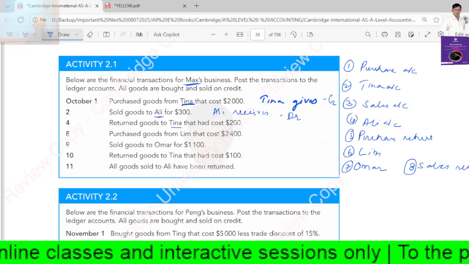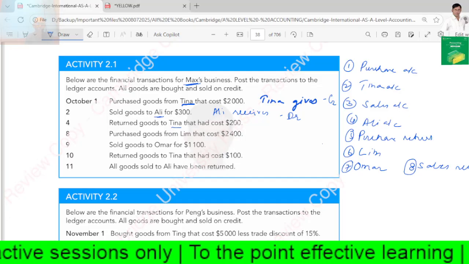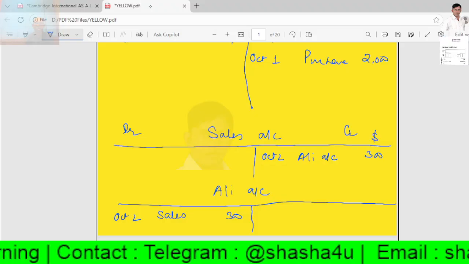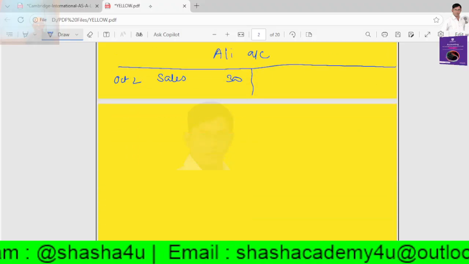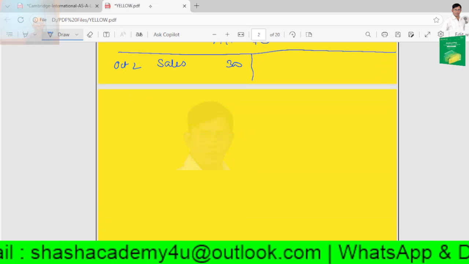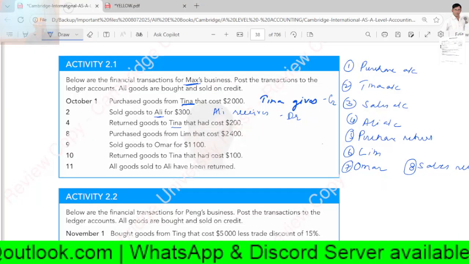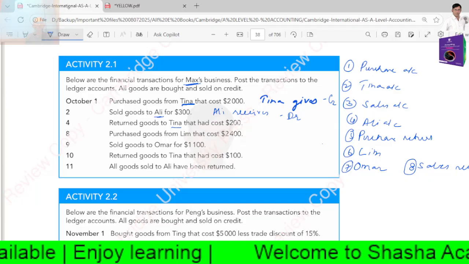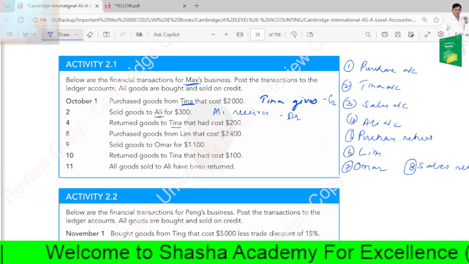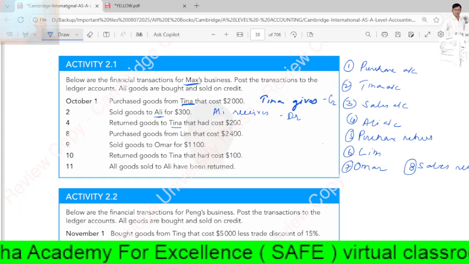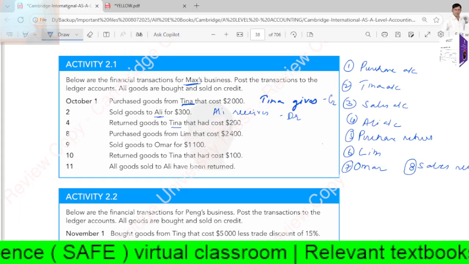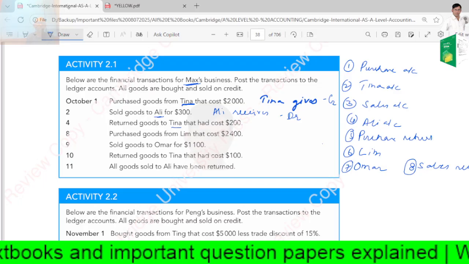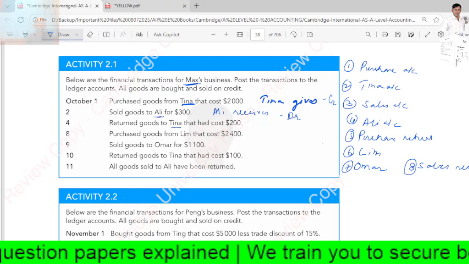So next, sales account is done, Ali's account is done. Now come to the next one. What is the next entry? Return goods to Tina that had cost 200. So now you have returned goods to Tina. So here what is happening to Tina? Tina is receiving. Here Tina receives. So Tina account will be debited 200.